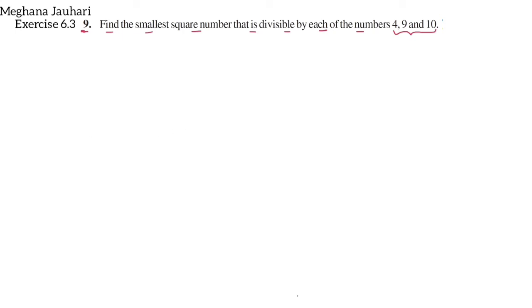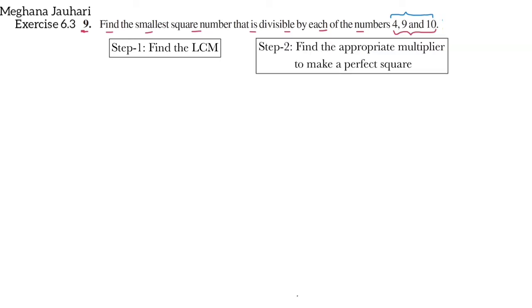We will do it in 2 steps. In first step, we are going to find the LCM of these 3 numbers, that are 4, 9 and 10. And in the second step, we will find the multiplier by which to multiply the LCM to make it into a perfect square. So the resulting number that we'll get after step 2 will be a multiple of all these 3 numbers and also will be a perfect square. Now let's start with our solution.